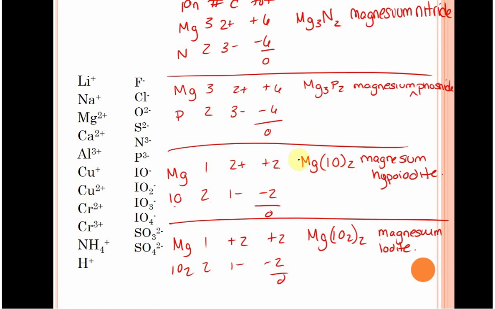Now, guys, if you're entering this in MOM, if you're in discussion, use your math editor, make it look just like this. But if you're in MyOpenMath, Mg, capital M, little g, parentheses, IO, close your parentheses, subscript by an underscore, number 2.